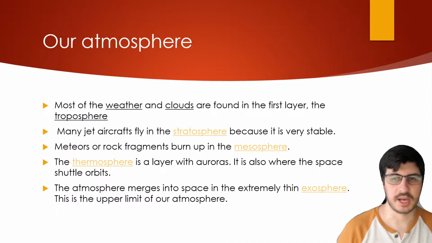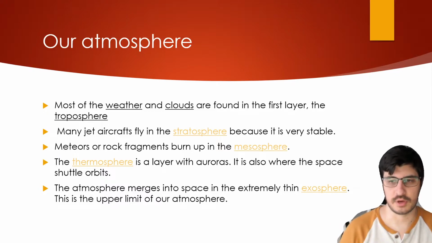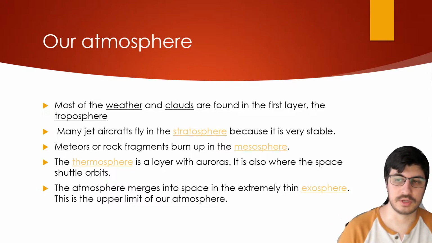So to recap quickly on our atmosphere, we got the 5 layers, right? We got the troposphere, which is where most of our weather and clouds are found. Got the stratosphere, where jet aircraft fly and the ozone layer is found. Meteors or rock fragments burn up in the mesosphere. You have the thermosphere, which is the layer where the auroras are found. It's also where the space shuttles orbit. And then finally you have the exosphere, which is the upper limit of our atmosphere.